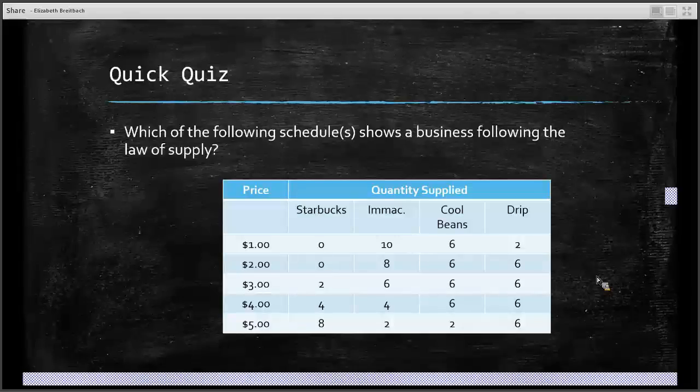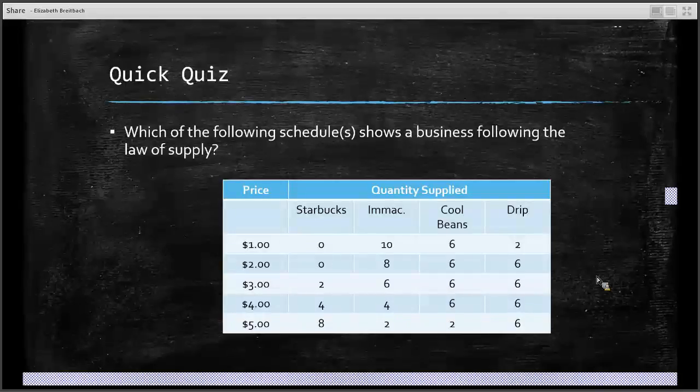All right, so hopefully you've looked at these 4 businesses and determined which of these businesses follow the law of supply. All right, so the first, Starbucks, has at a price of 1, 0, at a price of 2, 0, but then as the price continues to increase, they increase the quantity they supply. And so Starbucks, yes, does follow the law of supply. iMac, as the price increases from 1 to 2 to 3 to 4 to 5, the quantity that they supply falls. That does not follow the law of supply.